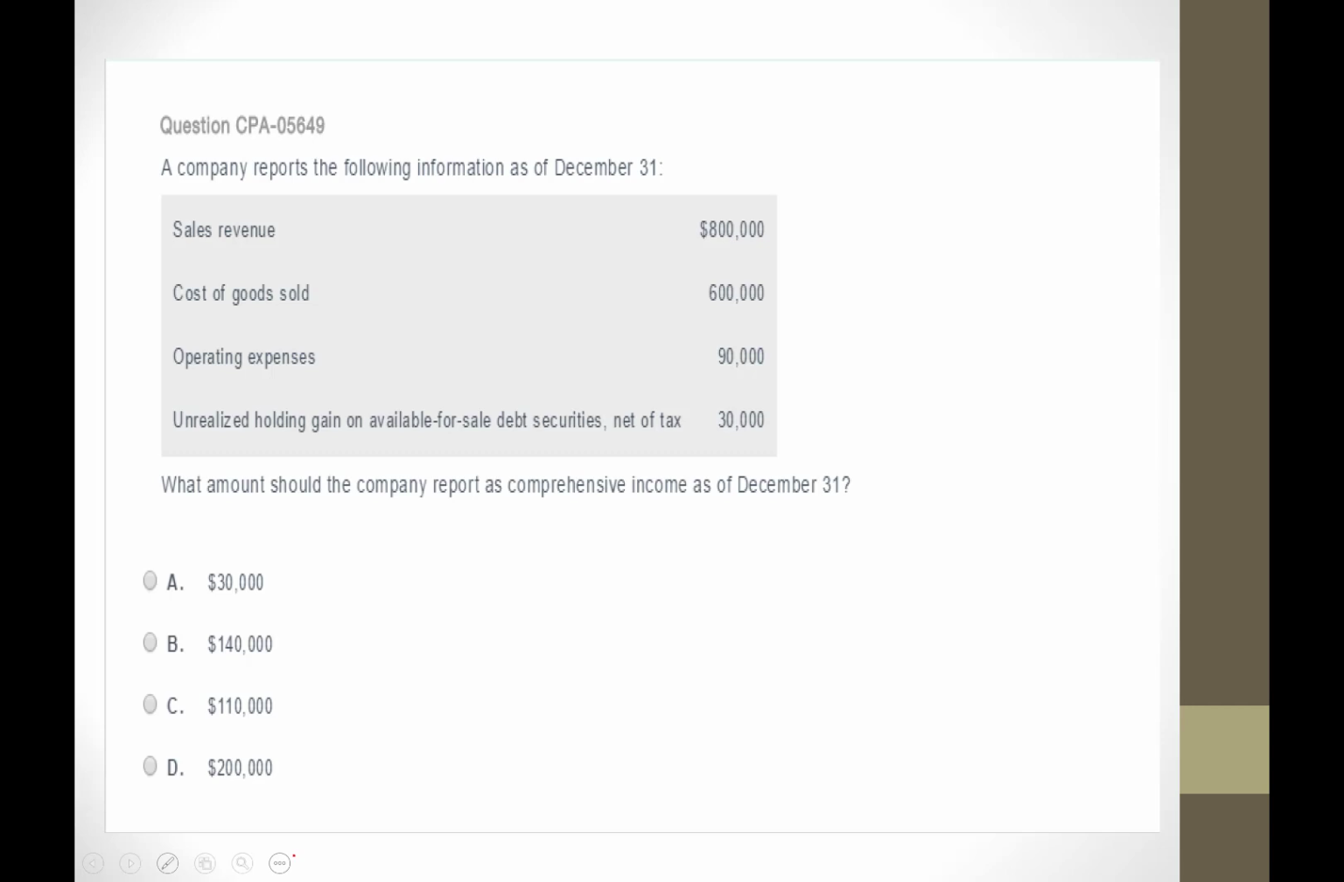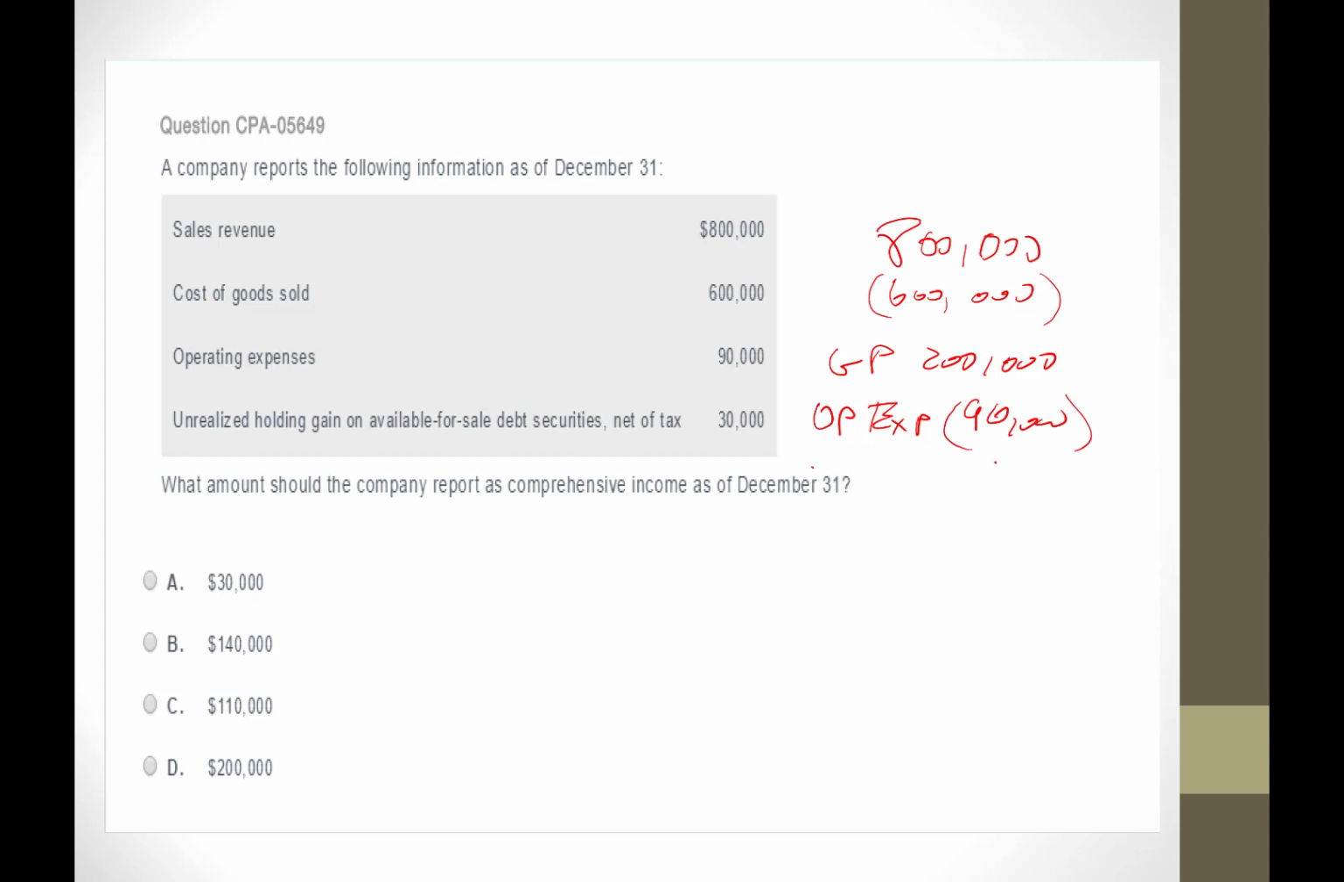Okay, let's look at this one. A company reports the following, blah, blah. What amount should they report as comprehensive income? Okay. How about sales? Gotta get that. How about cost of goods sold? Yep, good. So that gives me a gross profit of $200,000. Okay, good. How about operating expenses? Yep. Going to subtract that. That's 90,000.